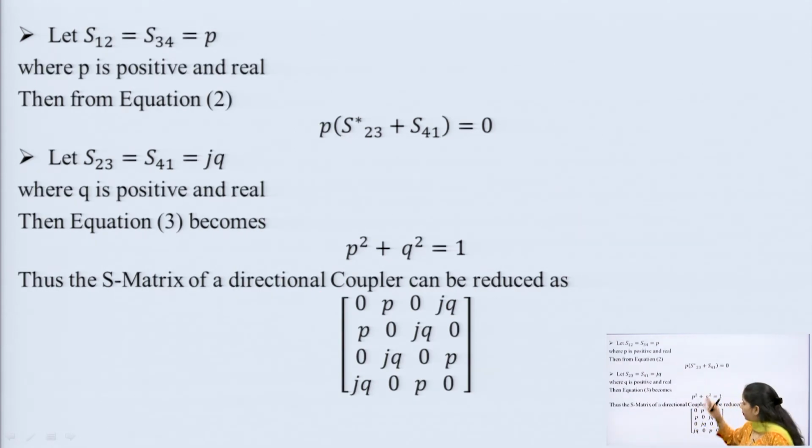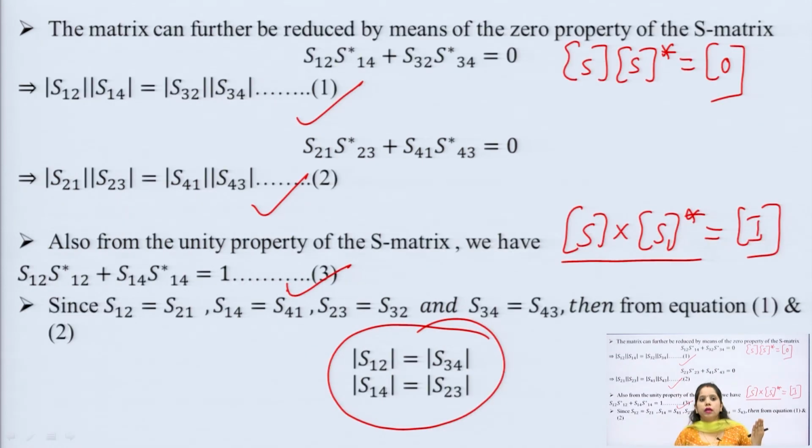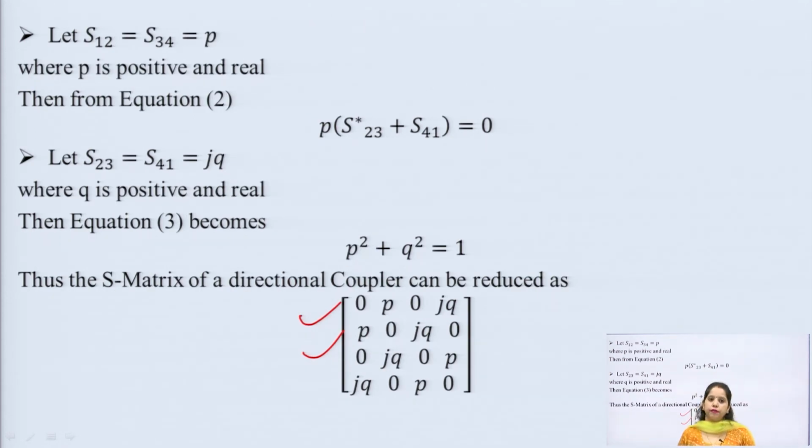By solving the conditions which exist for the directional coupler, we are able to get this matrix of a directional coupler. All of the students are instructed to try to solve this matrix by using the different properties which are mentioned here, so that you are able to get the exact matrix of a directional coupler.